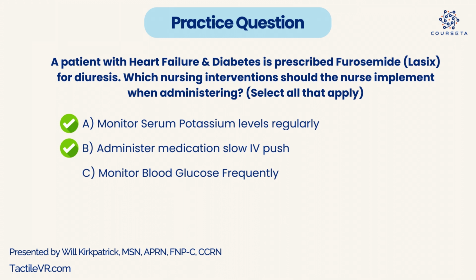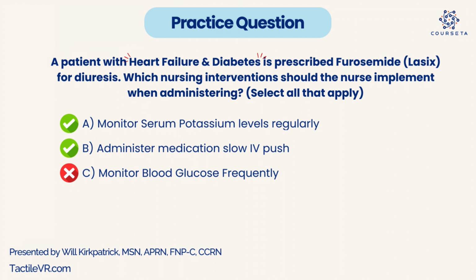C, monitor blood glucose frequently. Now, guys, here is where we need to make the point. Is giving furosemide related to the blood glucose? No, it's not. So this is not a correct answer. Now, here's why context can persuade you. If we go back to the context of the question, we have a patient with heart failure and diabetes. Okay, should we monitor blood glucose frequently with a diabetic patient? Yeah, we should. But is that what the question is asking you?